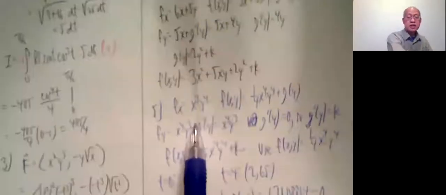Okay. So I find my anti-gradient of this, which means fx is x cubed y to the 4th.